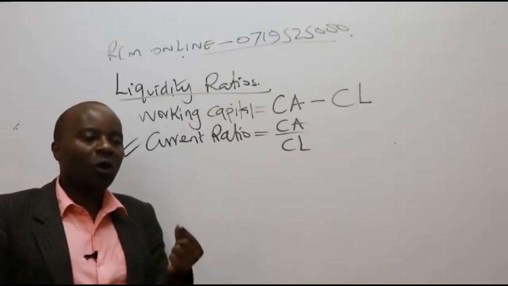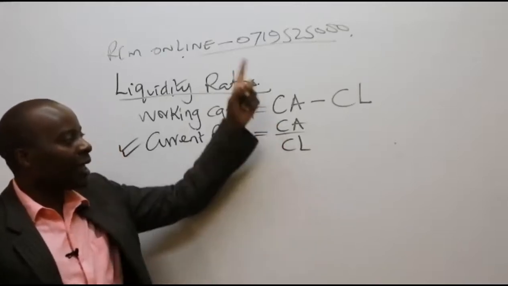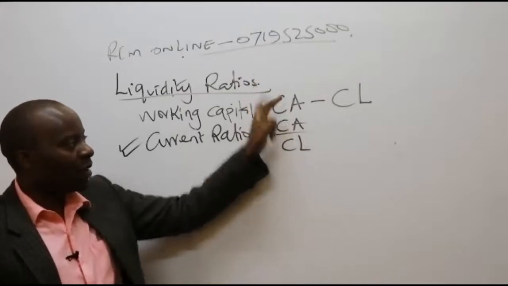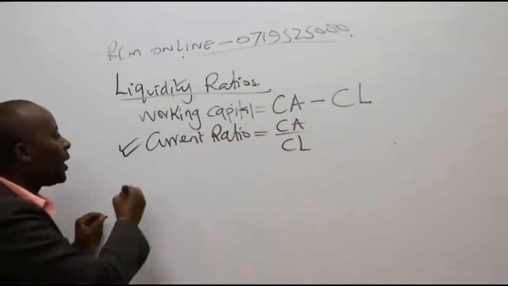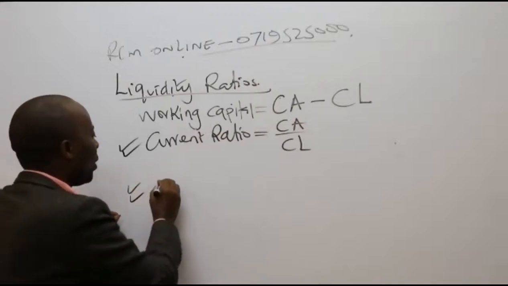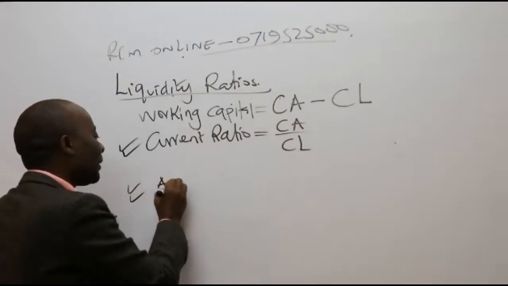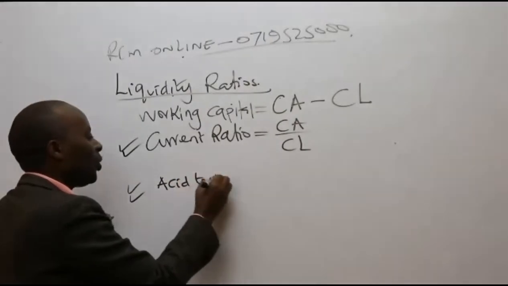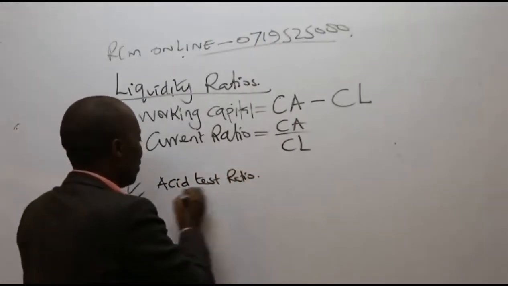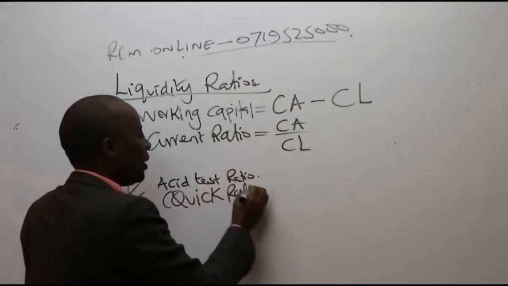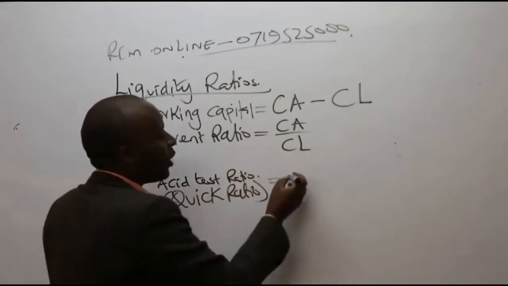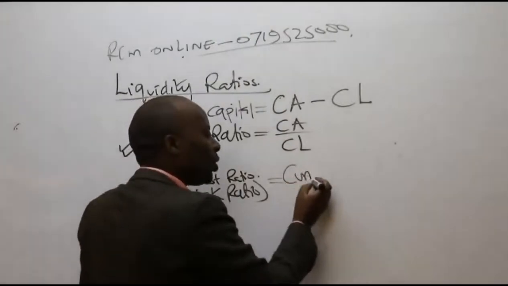And current ratio can only be more than 1 if the current assets, just like we said here, are more than the current liabilities. And then from there, ladies and gentlemen, under liquidity, we know that we have what we call the acid test ratio. The acid test ratio is the quick ratio. This is the quick ratio.